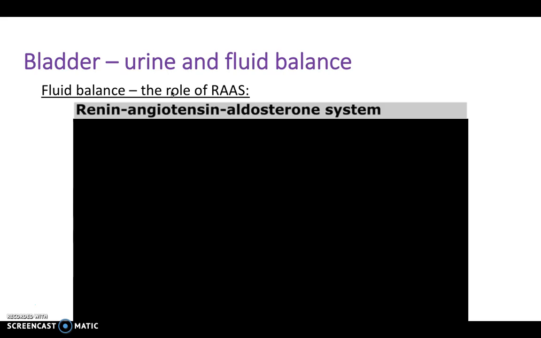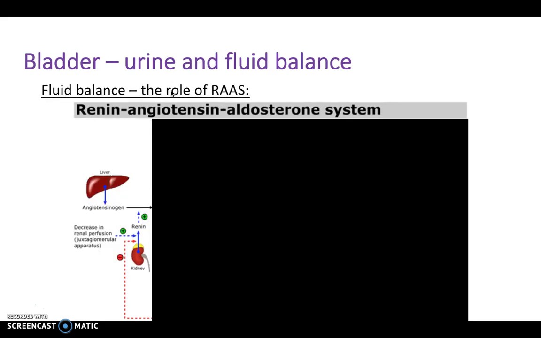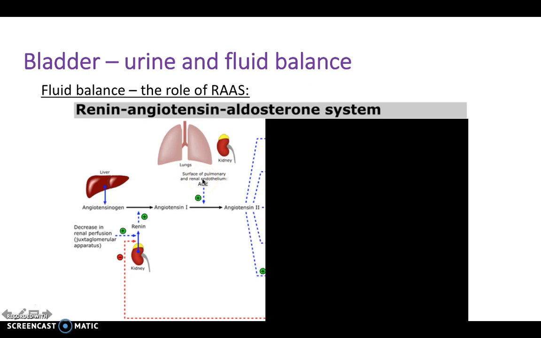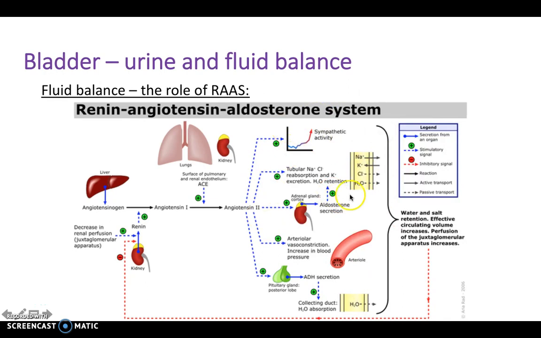renin-angiotensin-aldosterone system, and this contributes to blood pressure as well. So, for example, the liver produces angiotensinogen, which is acted upon by renin, which is released from the juxtaglomerular cells of the kidney in response to a decrease in renal perfusion. So not enough blood getting to the kidneys, the juxtaglomerular cells secrete renin, which acts on angiotensinogen from the liver. This produces angiotensin-1, which is acted upon by ACE, angiotensin converting enzyme, which is released from the surface of the pulmonary and renal endothelium. This creates angiotensin-2, and angiotensin-2 carries out a variety of actions.